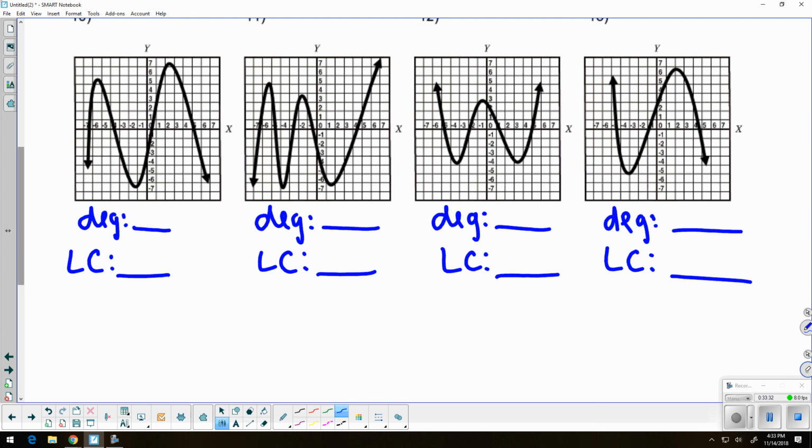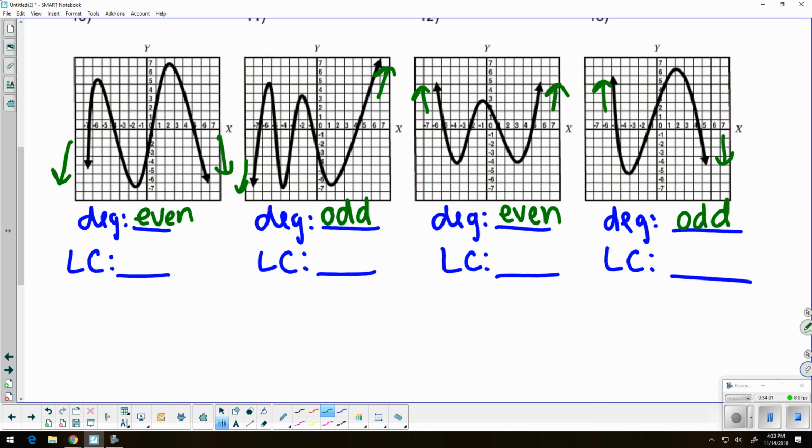So again, you're looking at the end behaviors. For the first one, both sides are facing down. Since they have the same end behaviors, I know it's going to be even. So let's do the next one. Okay, even or odd? Well, this one's facing down, this one's facing up. Since they're opposite, it has to be odd. The next one, they're both facing up, so it has to be even. And the last one, opposite. One's up, one's down, so this has to be odd.